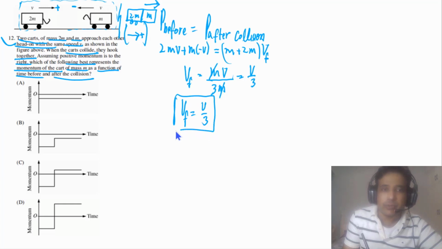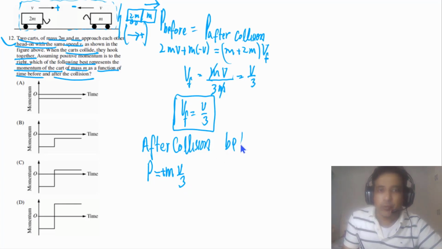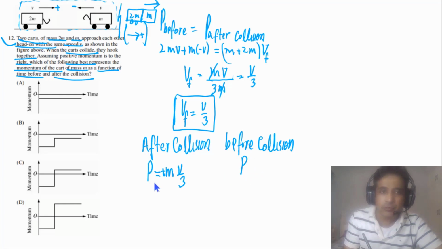So we can write down the momentum after collision of mass m. After collision, momentum of m, p of m, is equal to m times v by 3, and this momentum is positive. And before collision, the momentum of m, p initial, is equal to minus mv.